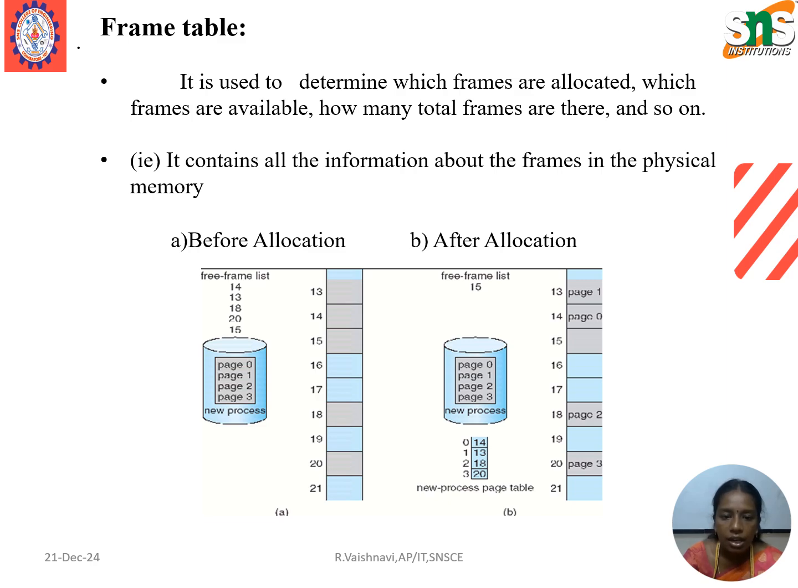Here we have the diagram of before allocation and after allocation. Before allocation, we have the free frame list that contains some numbers. Along with that we have the new process. Next one, this is the physical memory and the logical memory. After the allocation, according to the empty frames, it is allocated automatically.